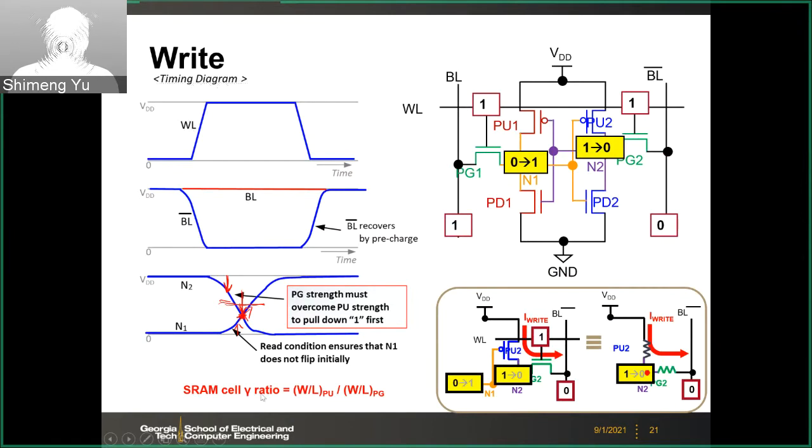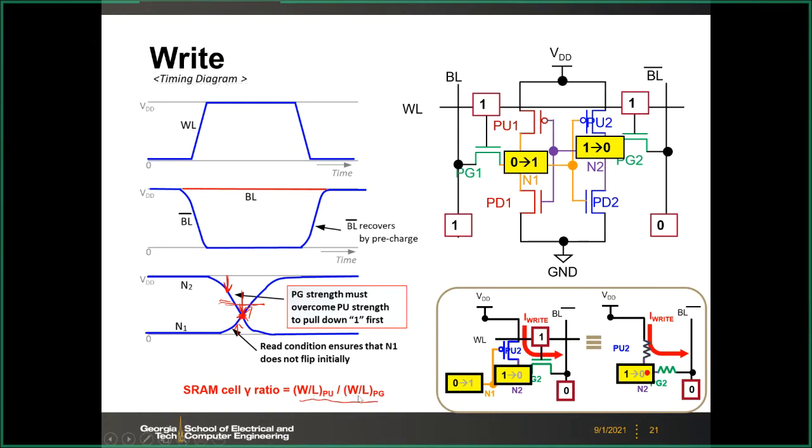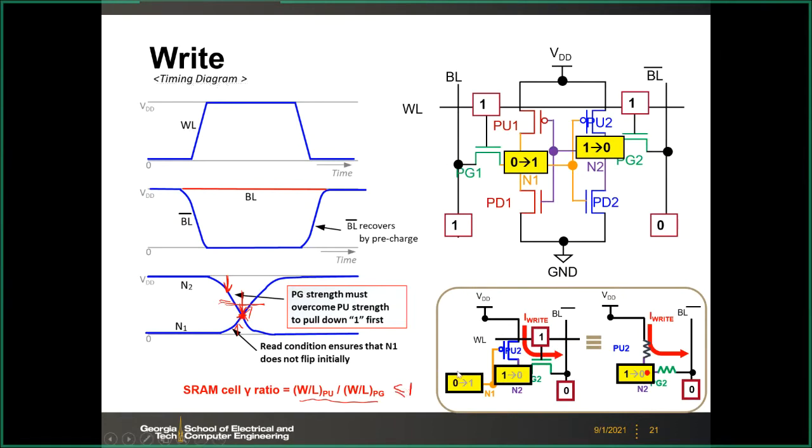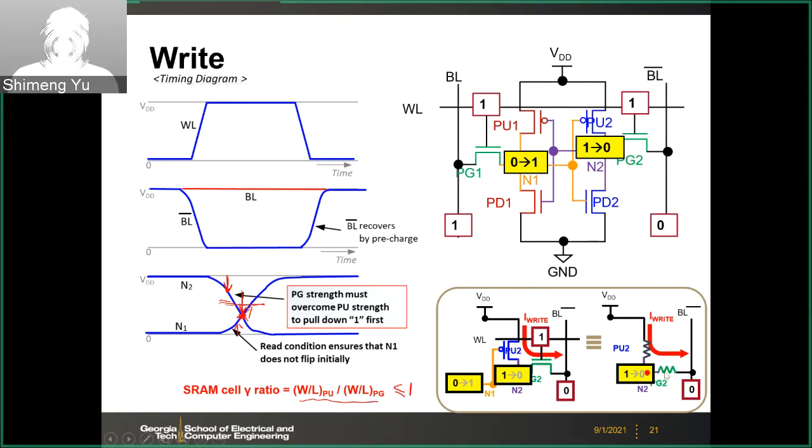And then here we can define the gamma ratio. This is different from the beta ratio. So the gamma ratio is defined as the W over L of the pull-up transistor divided by W over L of the pass gate. And this one should be smaller than or equal to 1. You want the pass gate to be stronger than the pull-up.